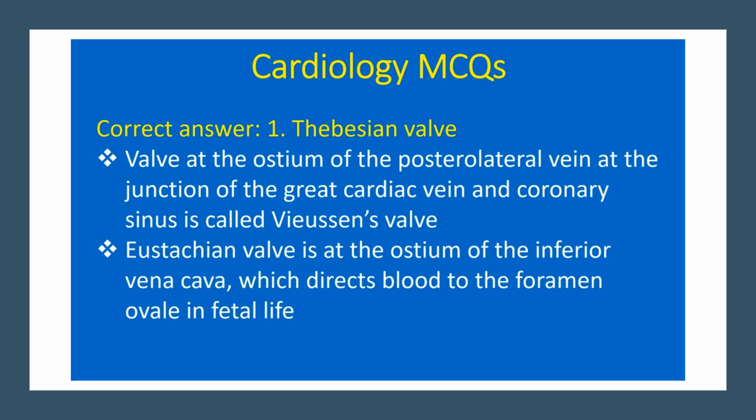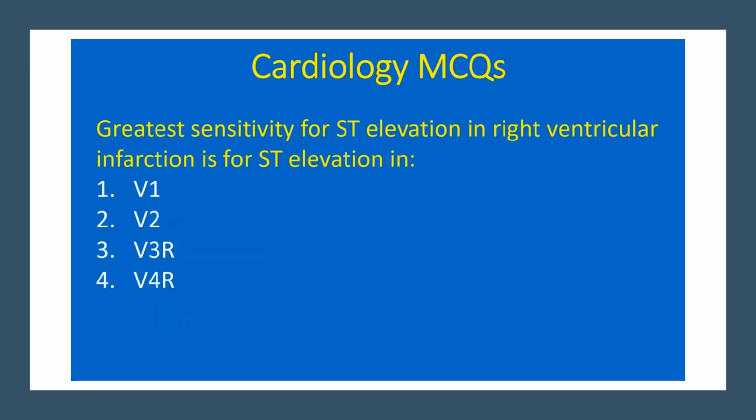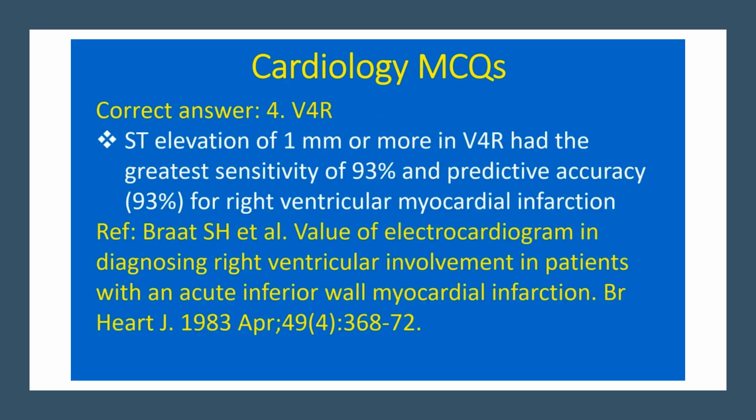ovale in fetal life. Greatest sensitivity for ST elevation in right ventricular infarction is for ST elevation in 1. V1, 2. V2, 3. V3R, 4. V4R. Correct answer 4. V4R. ST elevation of 1 mm or more in V4R had the greatest sensitivity of 93% and predictive accuracy of 93% for right ventricular myocardial infarction.